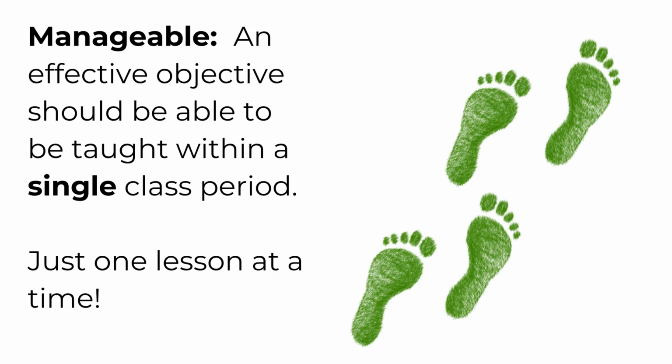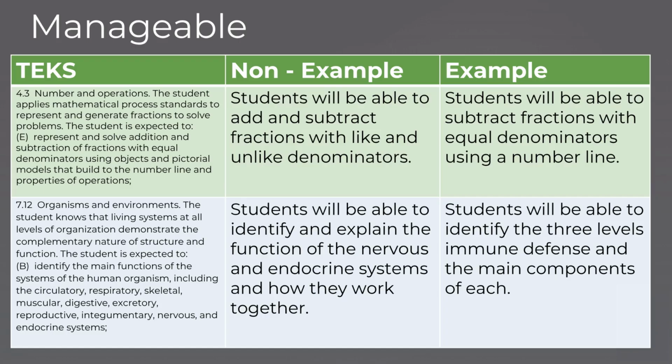When we talk about an objective being manageable, we mean that the objective should be taught within a single class period, just 1 lesson at a time. This means that if you're working to teach a complex skill, you should build a series of day-to-day objectives that will lead to mastery of the skill, rather than vaguely working on it for several days. Here are some examples and non-examples of how to make a lesson objective more manageable. Note how the examples are more specific than the non-examples and can likely be completed in 1 day's lesson.